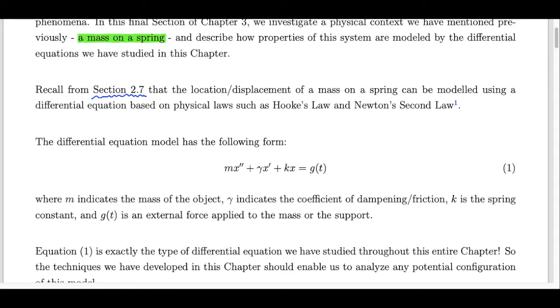But all of the techniques that we've used so far, defining the characteristic polynomial, identifying the roots of that characteristic polynomial, building the general solution. In addition, the two techniques for solving non-homogeneous differential equations that we've discussed, undetermined coefficients, variation of parameters, all of those techniques, everything we've done from this chapter can be applied to differential equations of this form. And so we'll be able to use all of our techniques from this chapter to provide a pretty robust description of the types of behavior we can expect from the mass.